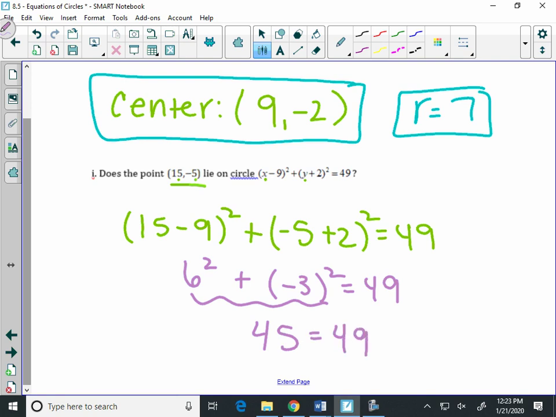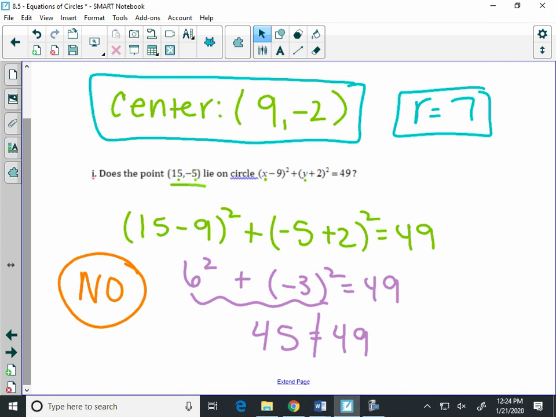Is 45 equal to 49? No, they do not equal each other. So does this point lie on this circle? The answer is no. It actually lies inside the circle because what we got was less than 49. So it lies inside the circle. If we got bigger than 49, then it lies outside the circle. But I just want to know if it lies on the circle, and the answer is no. Okay. So any questions over there?